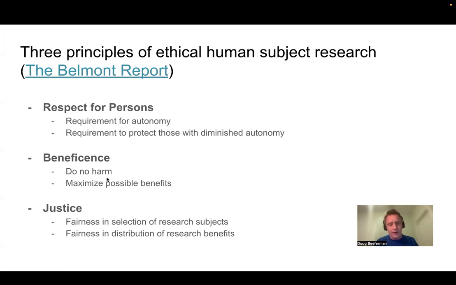Also related, the other side of that coin is that research should be about maximizing benefits. There has to be a clear reason to do research on something that results in a benefit for as many people as possible. Now, related to that is the justice principle, which is two-pronged. The way that research subjects are selected should be just and equitable, and then the distribution of the benefits of the research should be broad and fair.